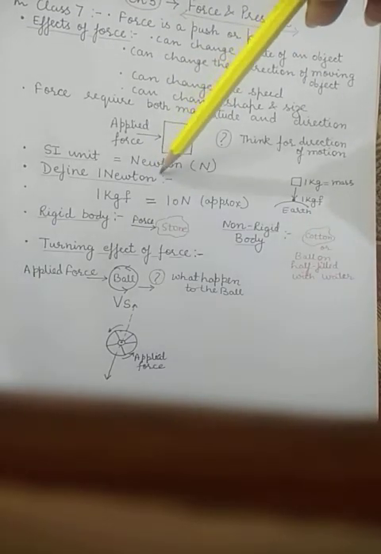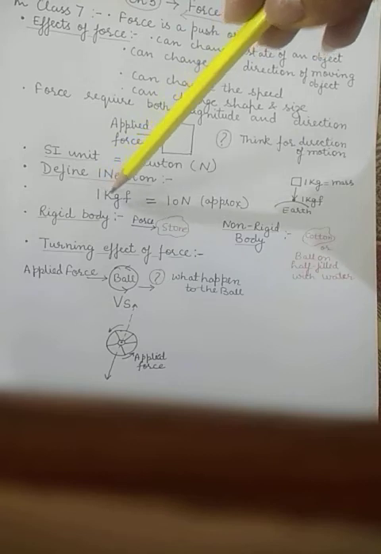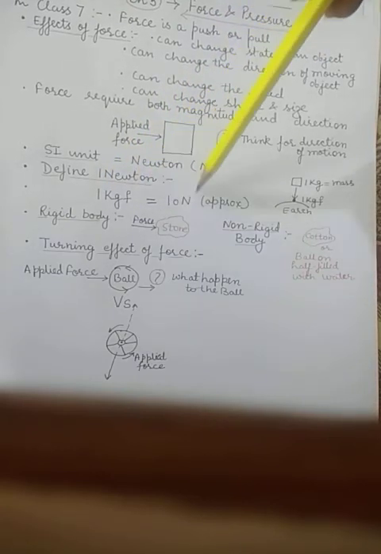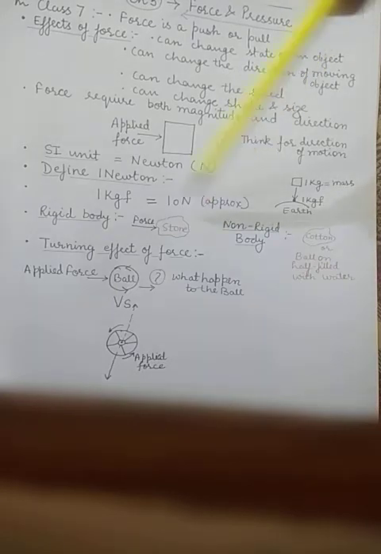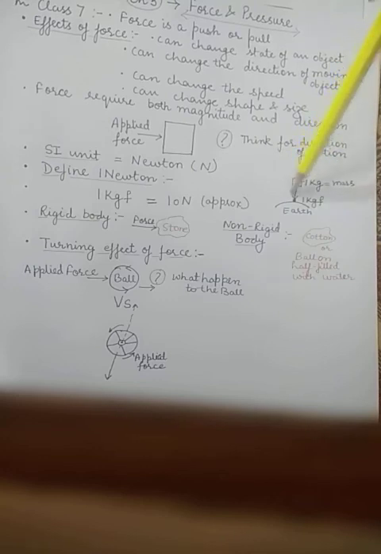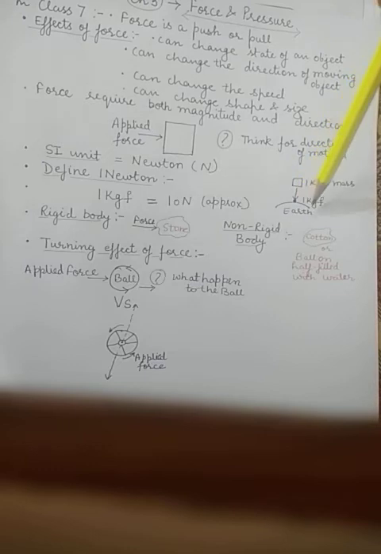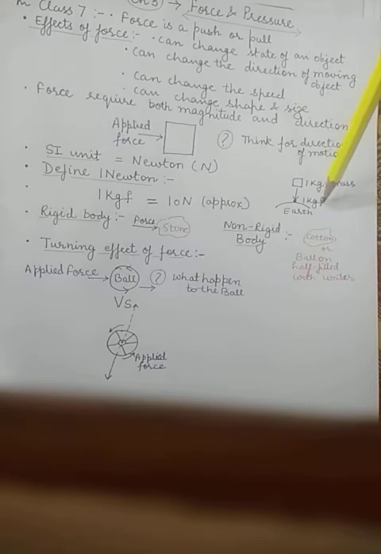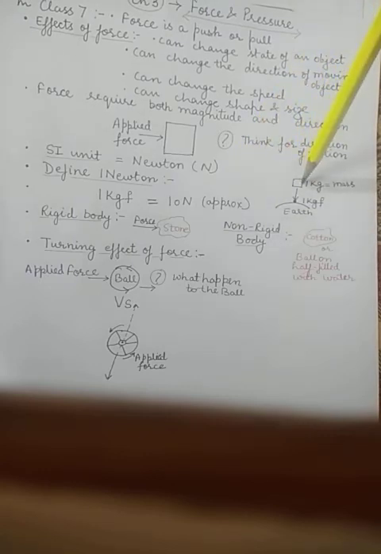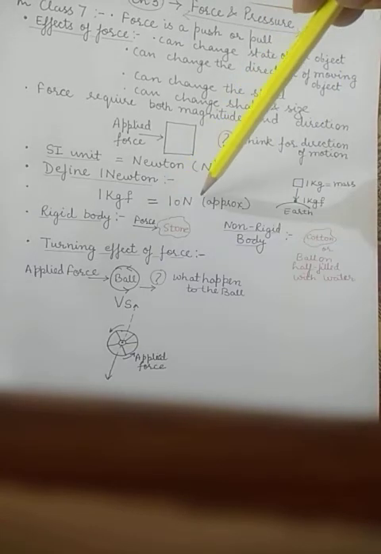Now, after defining the Newton, we will find out the relation: 1 kg force equals how much Newton? It is equal to 10 Newton. Now, what is 1 kg force? Look at this figure. This is an object which is 1 kg, and earth is exerting a force of attraction on it. So this earth will produce 1 kg force of attraction on this body of mass 1 kg, and this 1 kg force exerted by the earth will be approximately equal to 10 Newton.